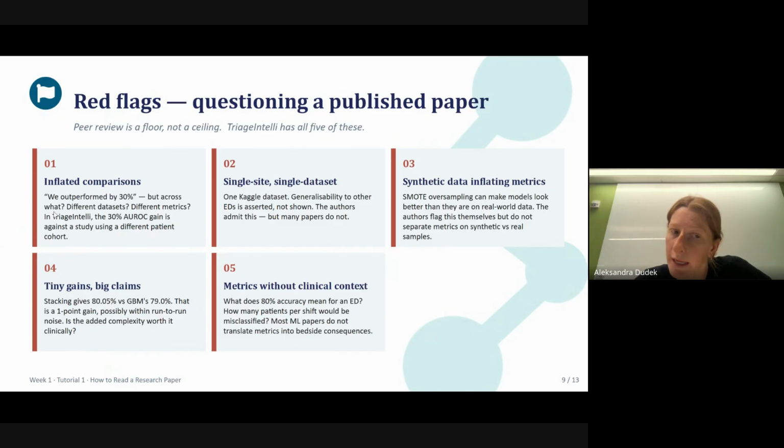So some of them are like inflated comparisons. Does anyone want to explain to me what an inflated comparison might be, or why that might be something to pay attention to as a red flag?